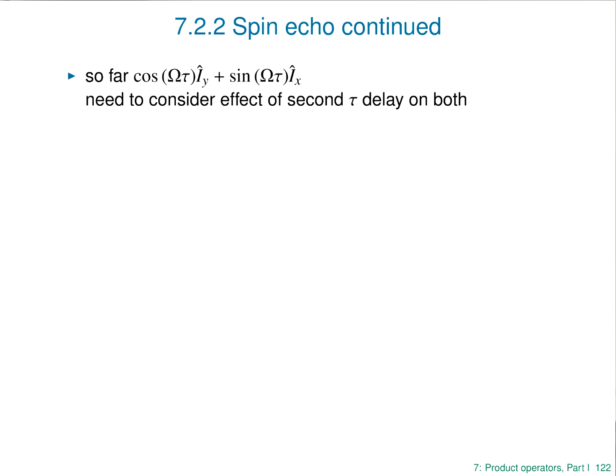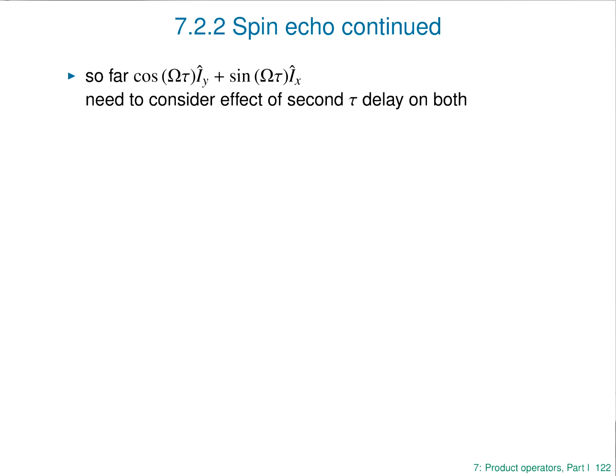So if we gather together where we are, we've got that term cos omega tau iy, which is the term we were just fiddling with. And we've also got this term sine omega tau ix. That was the term which wasn't affected by the 180-degree pulse. So now we've got to the end of the 180-degree pulse. Now in the spin echo, the next thing is a delay tau, and we've got to consider what the effect of the delay tau is on both of those terms.